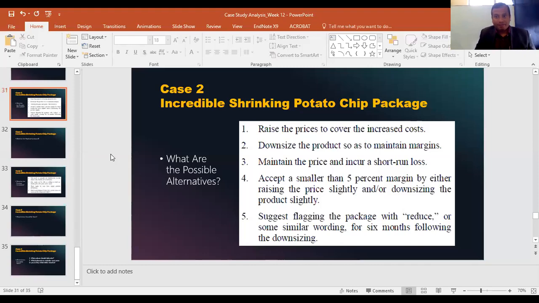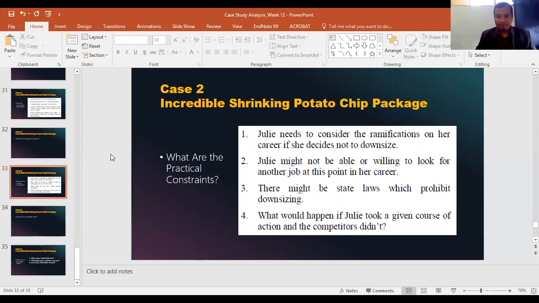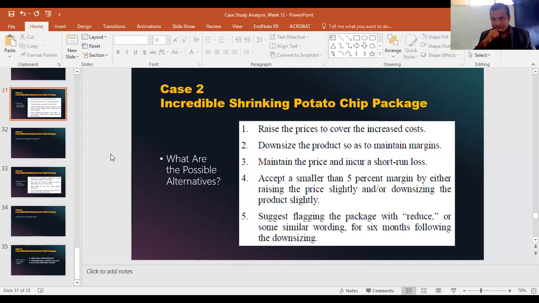Given the constraints of having a drought, we could go with number 3, which is maintain the price and incur a short-run loss, because for sure the potato industry will grow back again if there is a possibility in the foreseeable future that it will grow again. So we can do number 3.